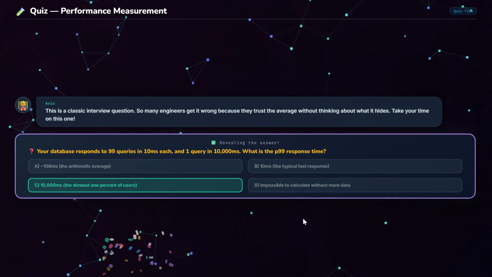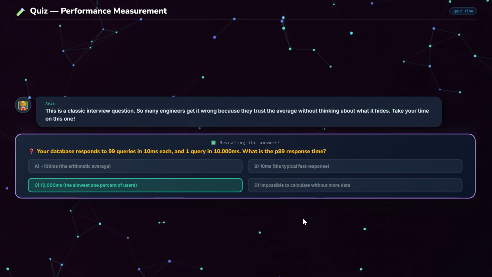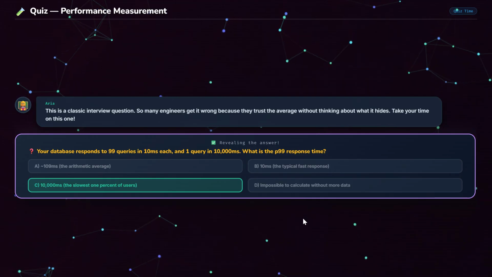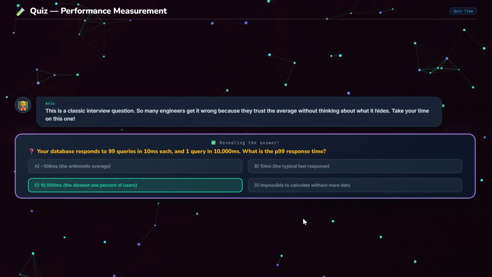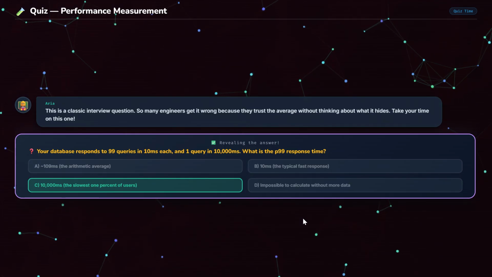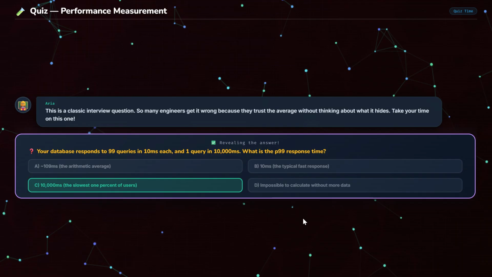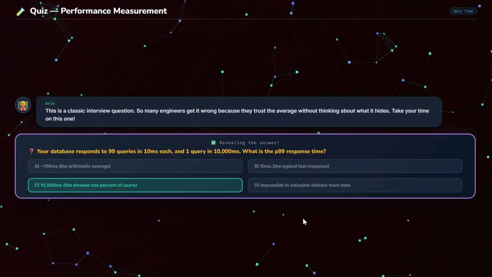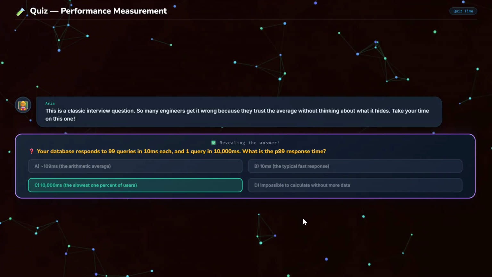Yes. The P99 is 10,000 ms. 10 full seconds. 1 in 100 users is waiting 10 seconds. The average hid this completely. This is exactly why percentiles matter so much for SLAs at companies like Amazon and Google. You nailed it.